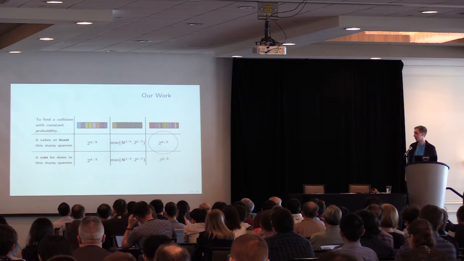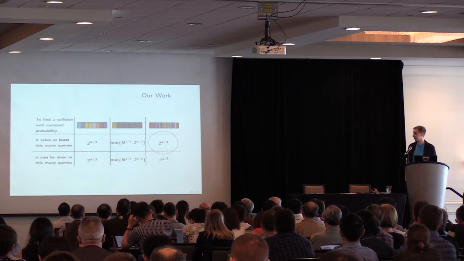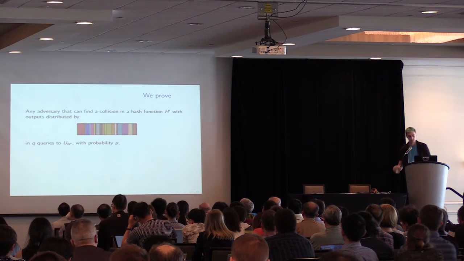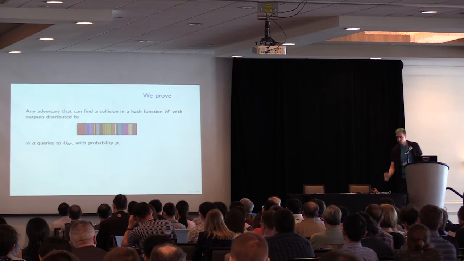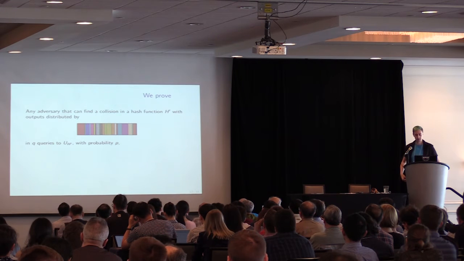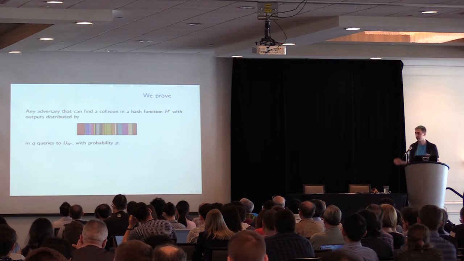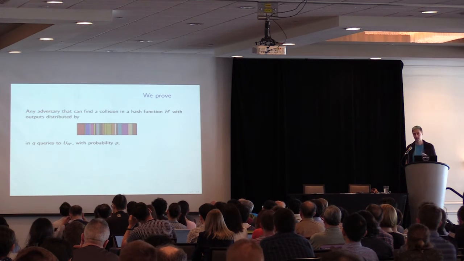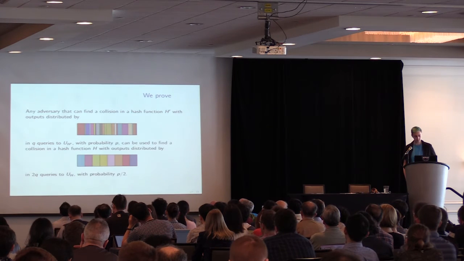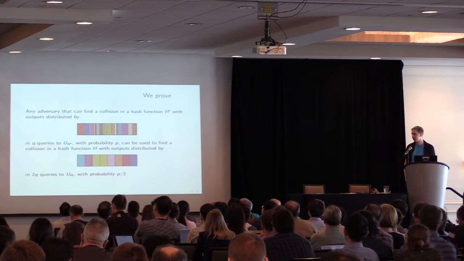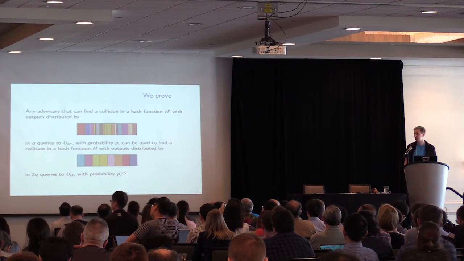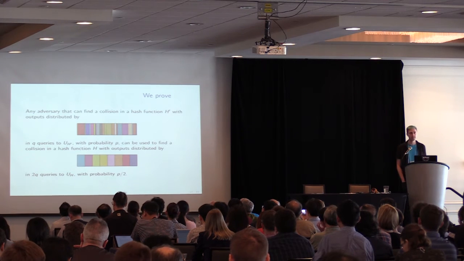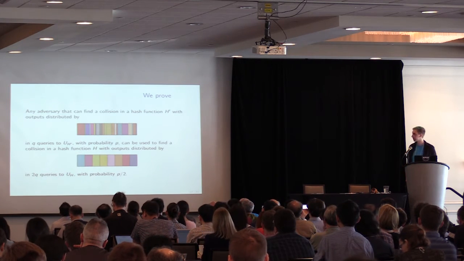For the remainder of this talk, I'm mostly going to talk about that one result, that it takes at least 2 to the k over 3 queries in a generic distribution. We prove that any adversary that can find a collision in a hash function h prime, which has a generic output distribution of min entropy k, in q queries to the relevant unitary with probability p, can be used to find a collision in a hash function h with a uniform output distribution in 2q queries to that unitary and with probability p over 2. So there's a tightness gap of 4, which disappears in the asymptotics.